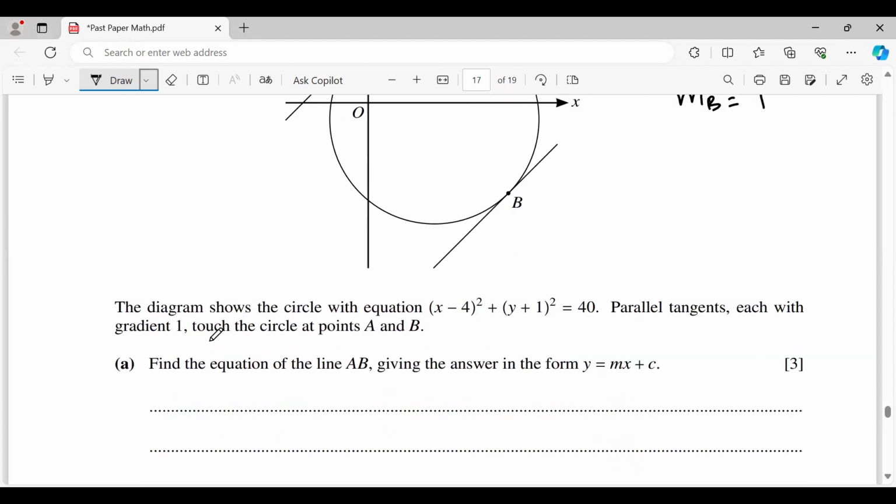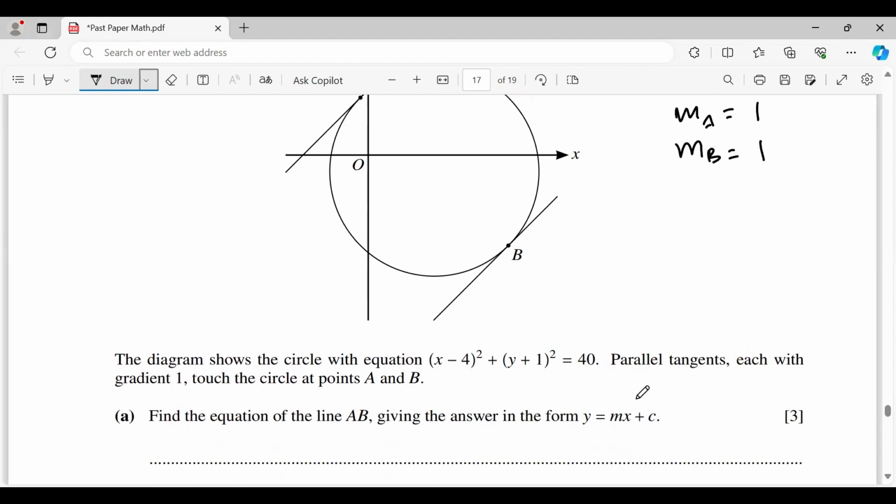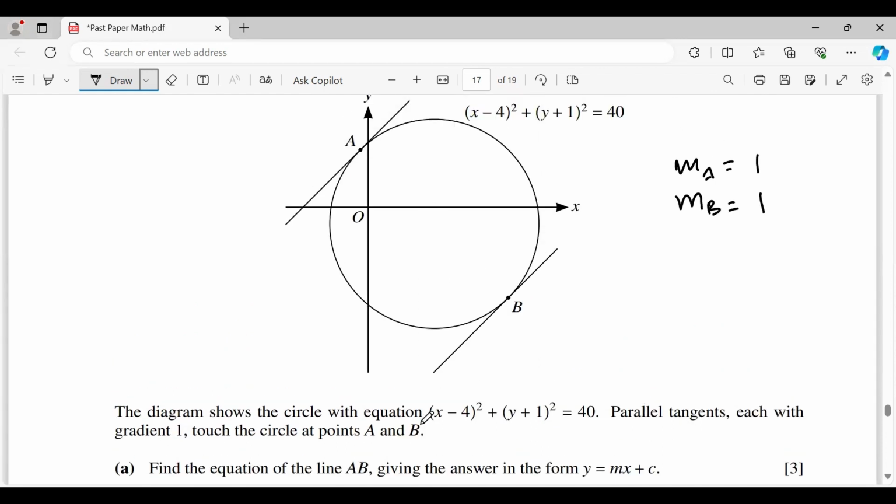Question: find the equation of the line AB, giving the answer in the form y equals mx plus c. y equals mx plus c means a straight line. So we are going to find the equation through A and B, the line AB. From like this, I'm going to create a straight line. Wait.